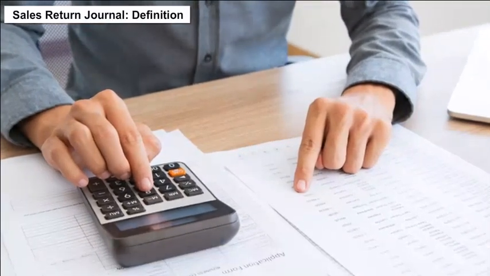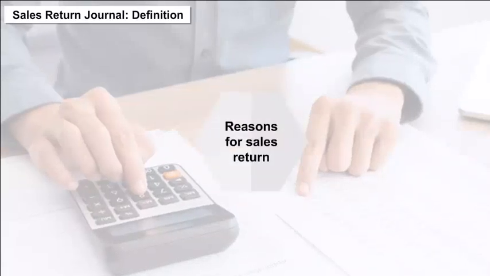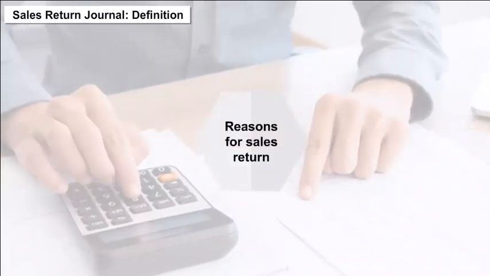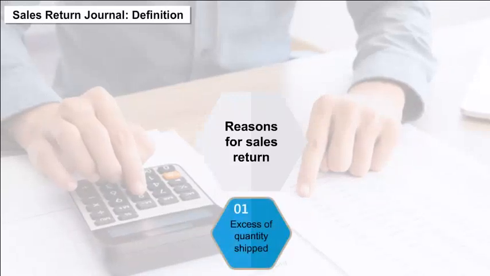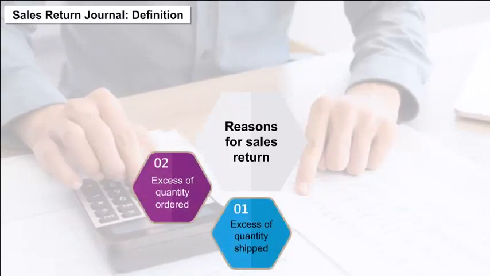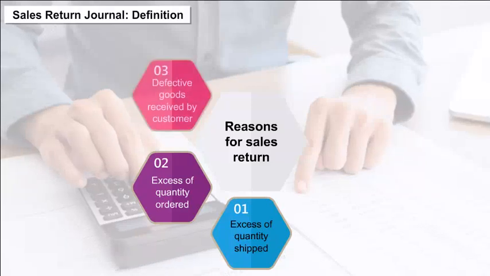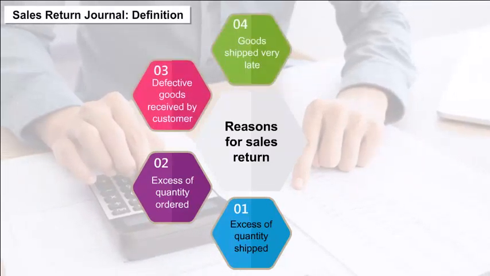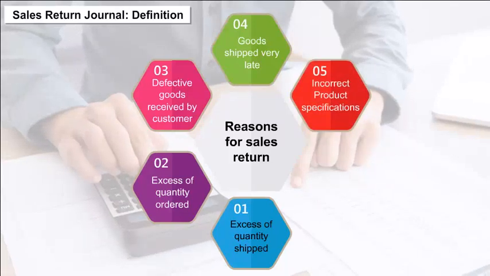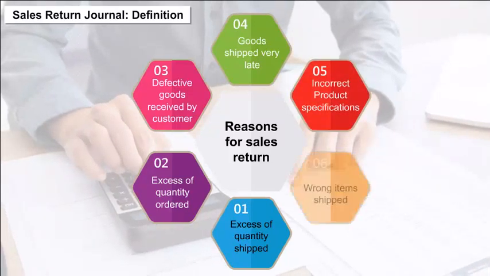A sales return is merchandise sent back by a buyer to the seller due to one of the following reasons: excess of quantity shipped, excess of quantity ordered, defective goods received by customer, goods shipped very late, incorrect product specifications, wrong items shipped.